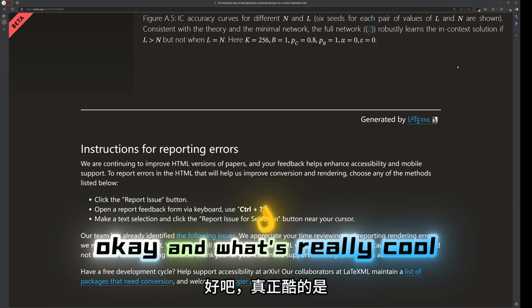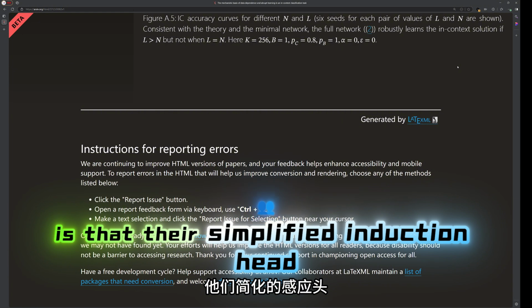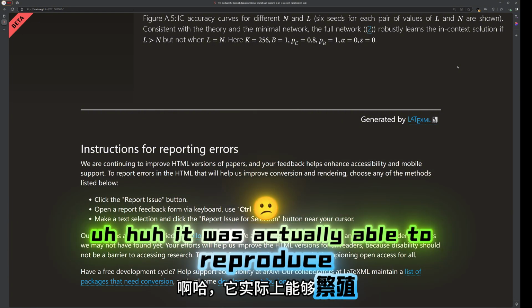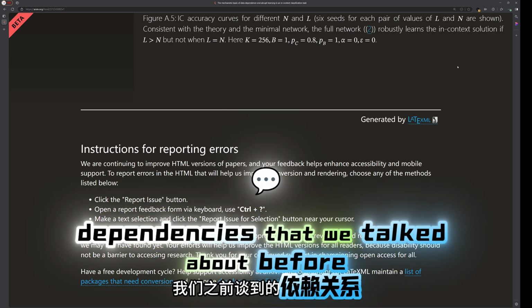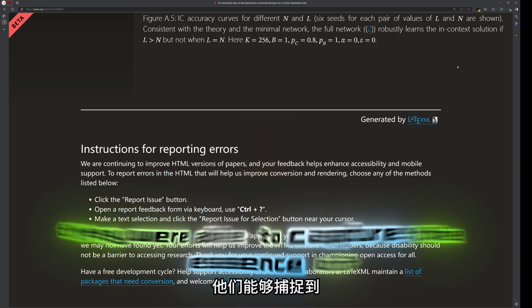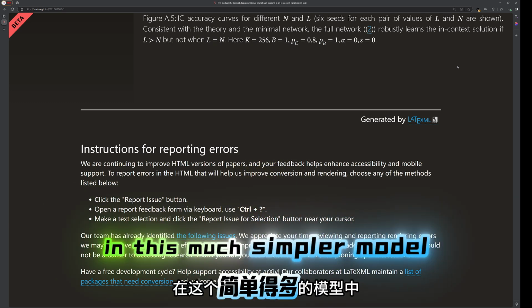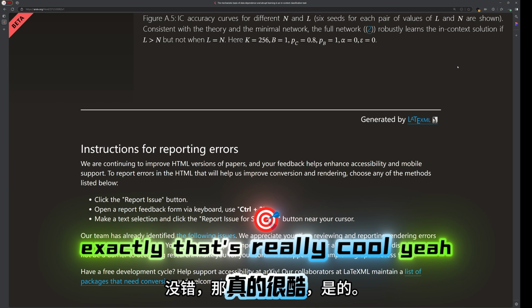And what's really cool is that their simplified induction head, when it was paired with a basic classifier, was actually able to reproduce all of those data dependencies that we talked about before. Wow. So they were able to capture the essence of in-context learning in this much simpler model. Exactly. That's really cool.